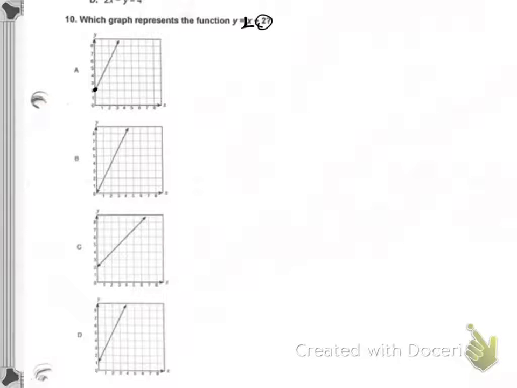Alright, let's look at B. This one does not start at 2, so that can't be it. C. Here it is. Up 1, over 1, that works. D, again, this doesn't start at 2.